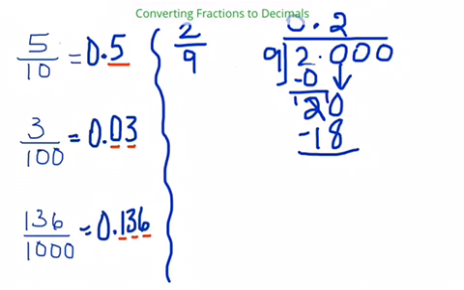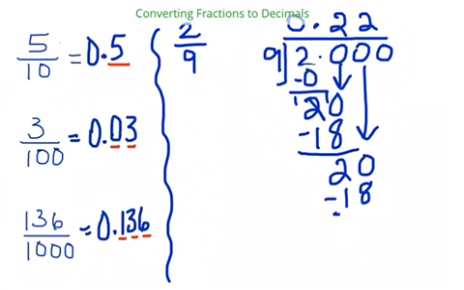I can't take away 8 from nothing, so I have to borrow. 10 minus 8 is 2. Bring down my 0. Again, 9 goes into 20 2 times. 9 times 2 is 18. I'm going to subtract again. Borrow from the 2. 10 minus 8 is 2. And what we have is a repeating decimal. So I just draw a line over the 2 to show that it's repeating, and I'm done.